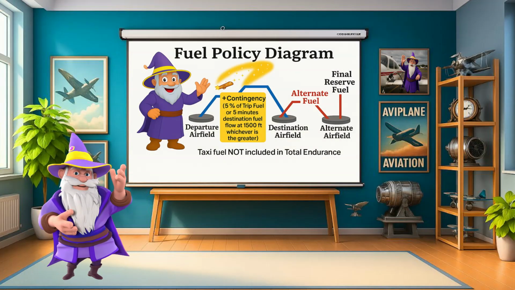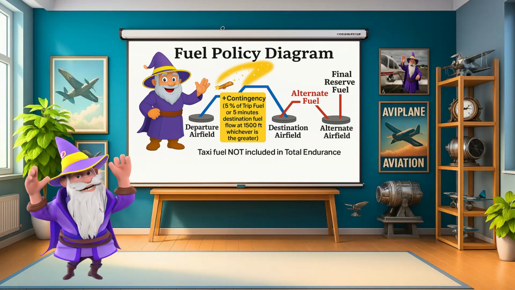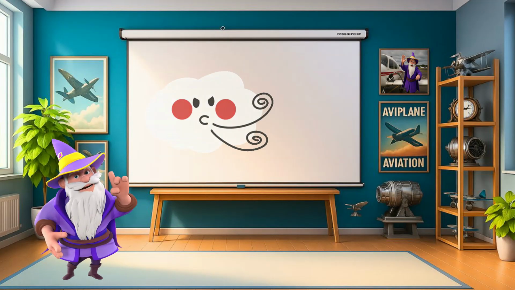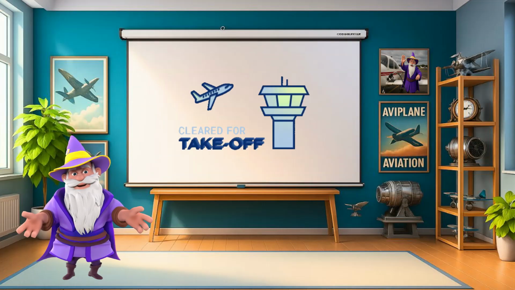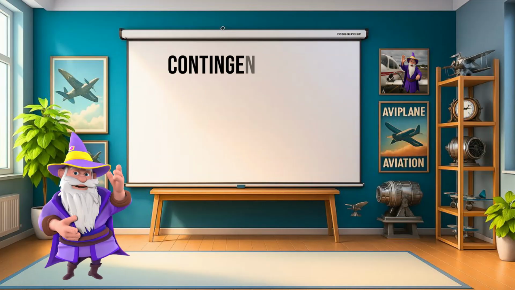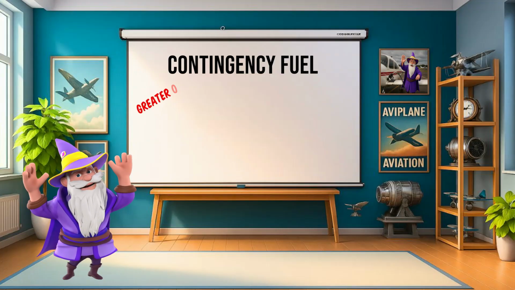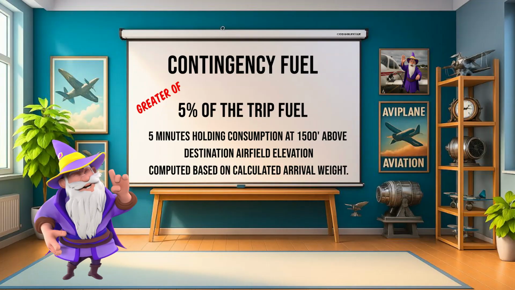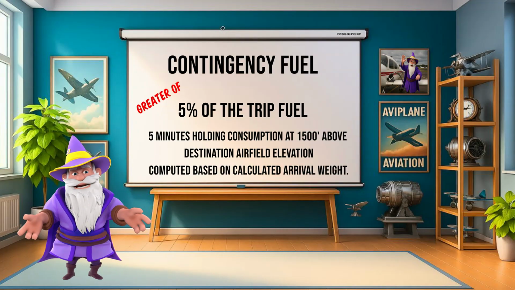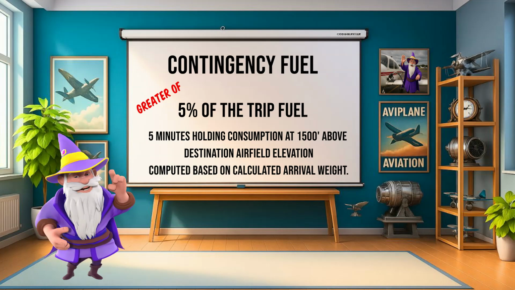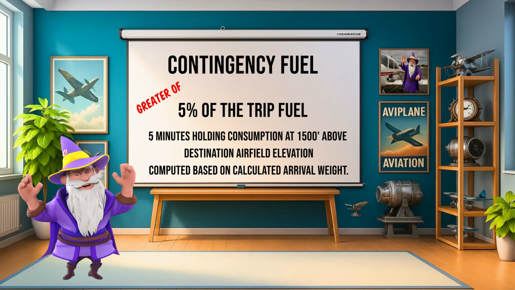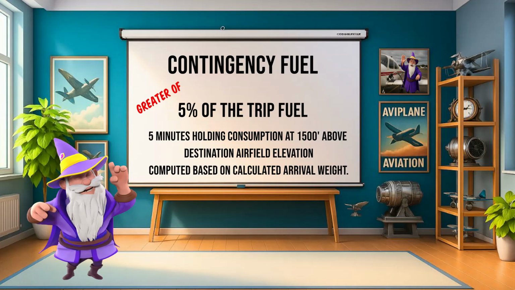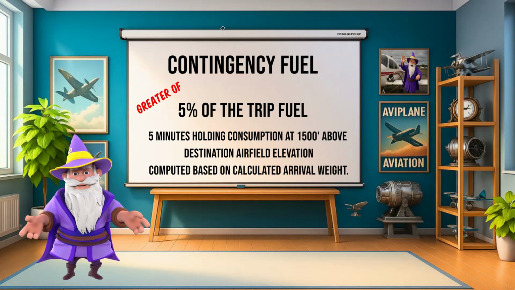Contingency fuel is carried to account for additional en route fuel consumption caused by unforeseen factors such as wind, routing changes, or ATC restrictions. In general terms, the minimum contingency fuel is the greater of 5% of the trip fuel or 5 minutes holding consumption at 1,500 feet above destination airfield elevation computed based on calculated arrival weight. However, some regulators, with special approval, allow reduction to 3% of trip fuel.